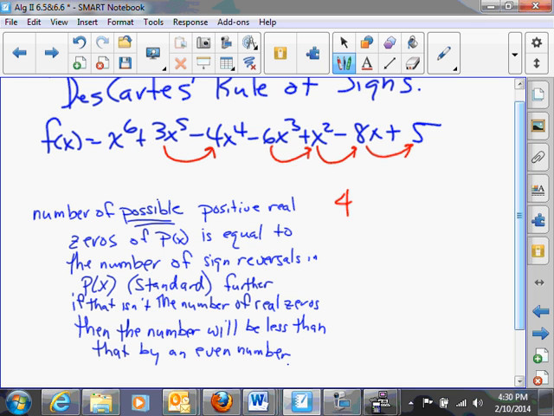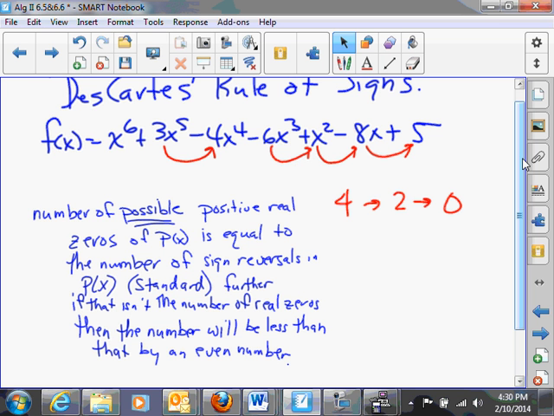Now, what that means is we could possibly have as many as 4 positive real zeros for this p of x. If it isn't 4, then it will be either 2 or none. We are not getting 1 or 3 positive real zeros, because René Descartes' rule of signs says, count the number of sign reversals. That's the possible number of positive real zeros. If your number of positive real zeros is less than that, it differs by an even number. So minus 2, minus 4, but not minus 1 or minus 3. So we've got either 4, 2, or no positive real zeros.